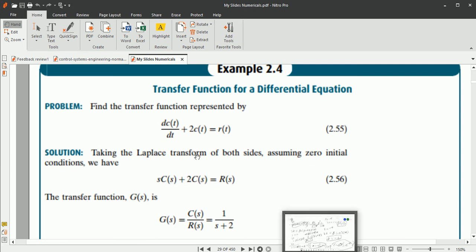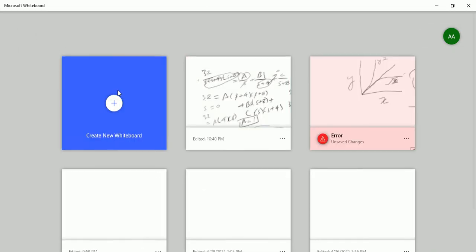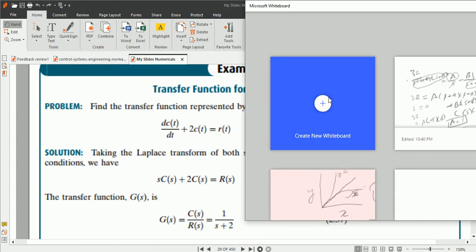Should I solve it on the board, or is it okay here? Okay. Let me solve it slowly.